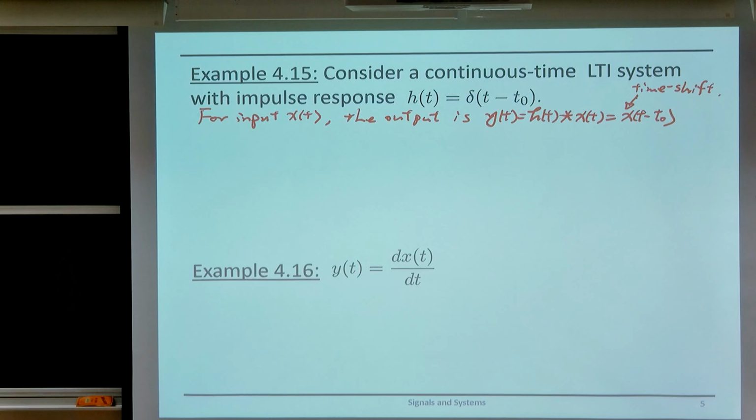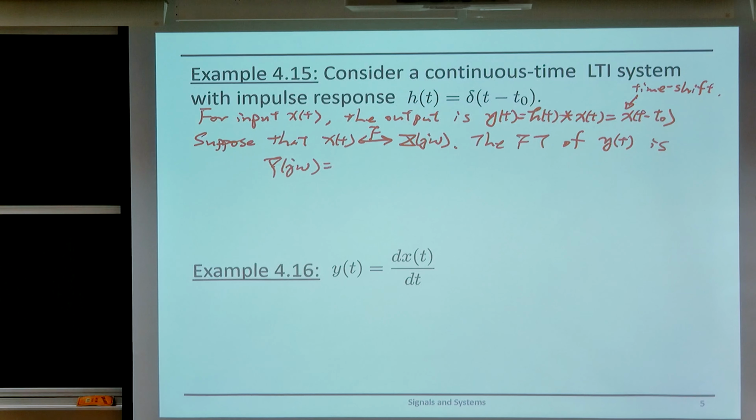Now let's look at this from a frequency domain. All right. So suppose that x of t has a Fourier transform that is capital X of j omega. Okay? Then the Fourier transform of the output y of t is Y of j omega equal to H of j omega times X of j omega. Okay? So this is due to the convolution property.